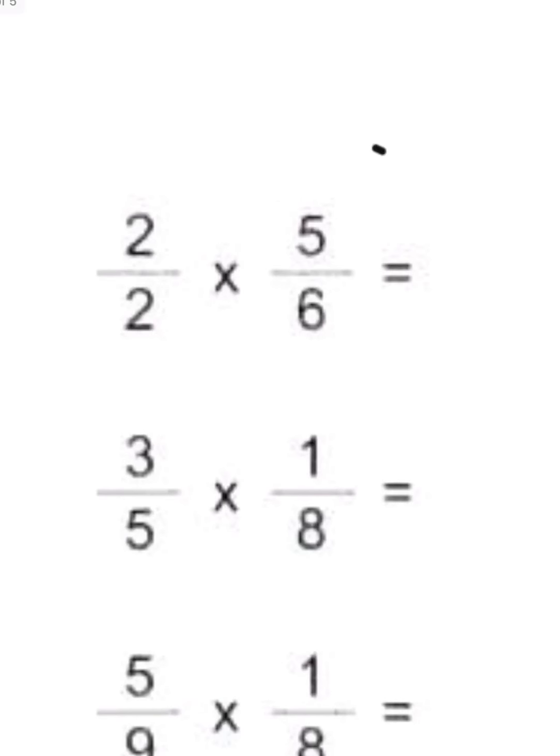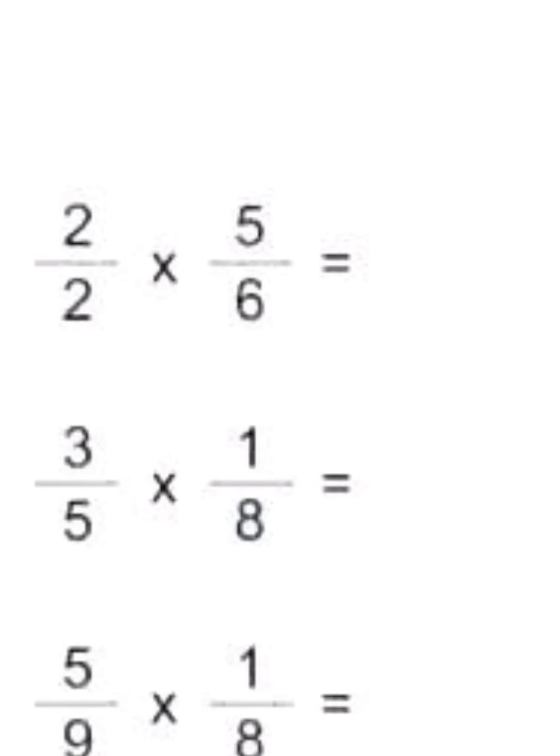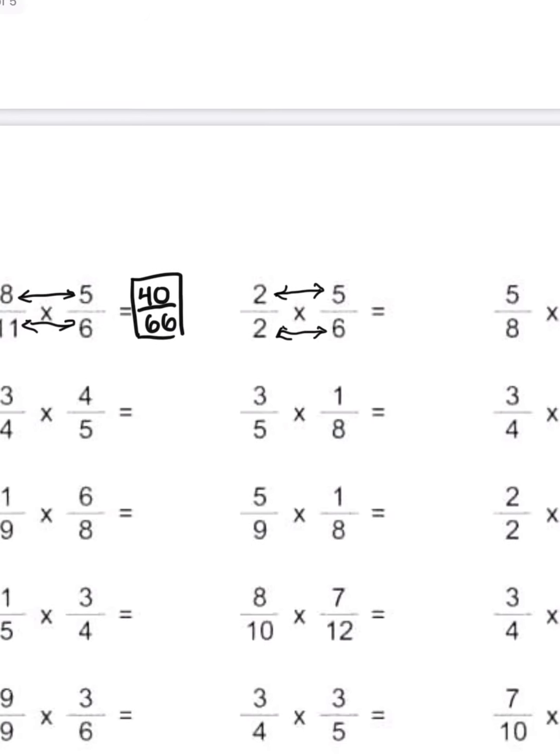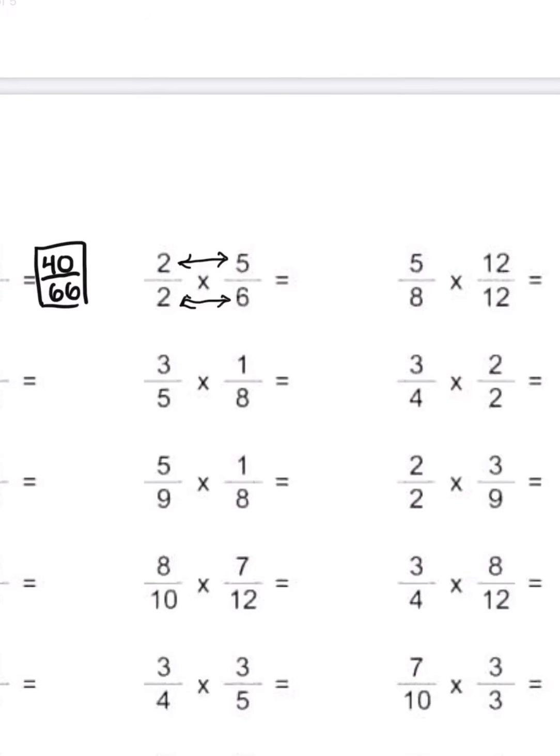Now the second problem asks us to multiply 2 over 2 times 5 over 6. And like the question before, we're just going to multiply the numerators together and the denominators together. So 5 times 2 would be 10. And 6 times 2 would be 12. And that's your answer.